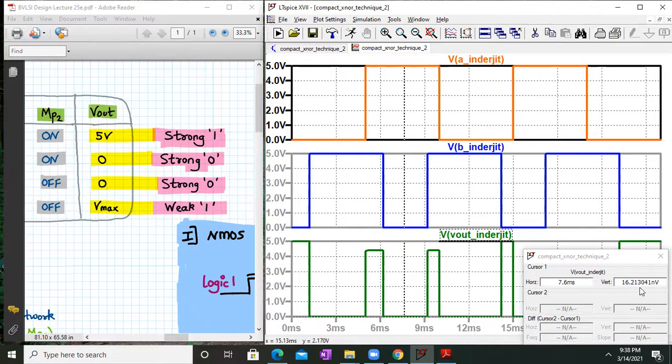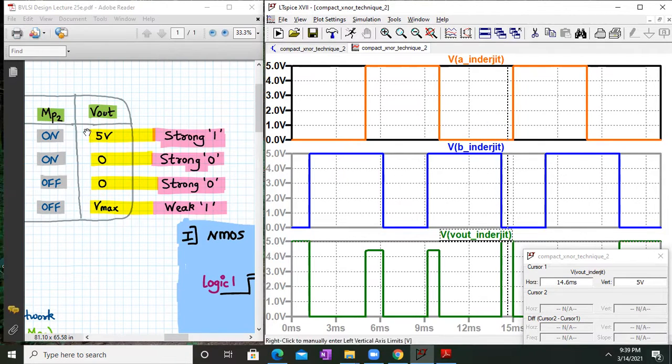Then we'll check the next case, that is 5 volt and 0 volt. So for 5 volt and 0 volt we are getting a strong 0. Yeah, that is correct. Then again we have 1 and 1, that is 5 volt and 5 volt, and again we have the same value, 4.394. So this is the weak logic 1 whenever both the inputs are high. Let us check two more conditions. So this is again 0 volt and 5 volt, and we are again getting a strong logic 0.